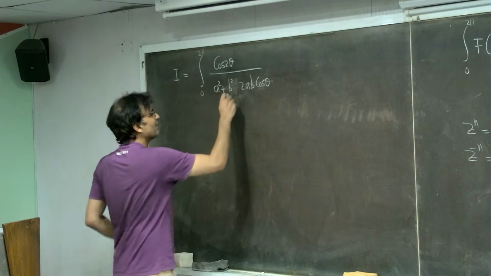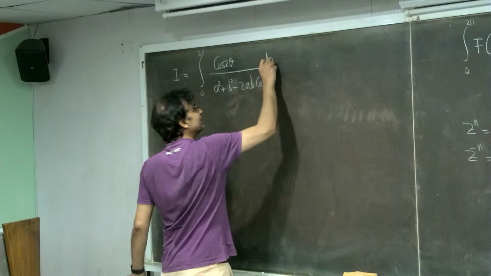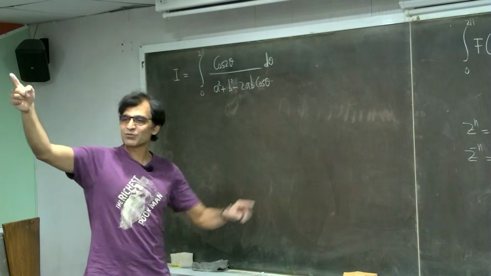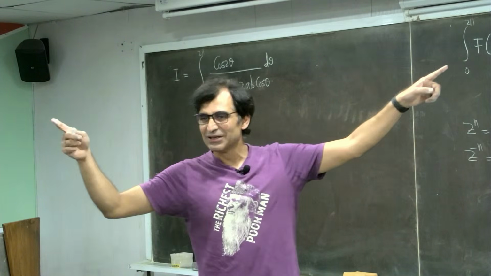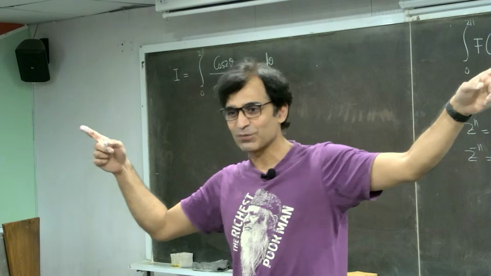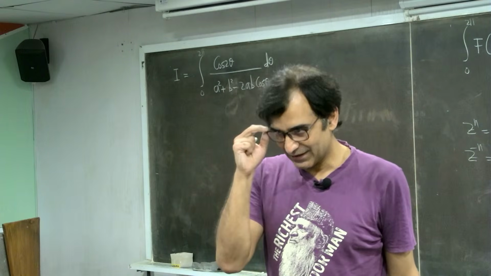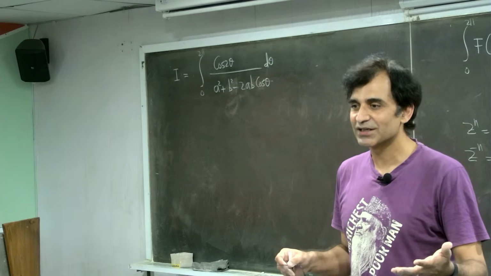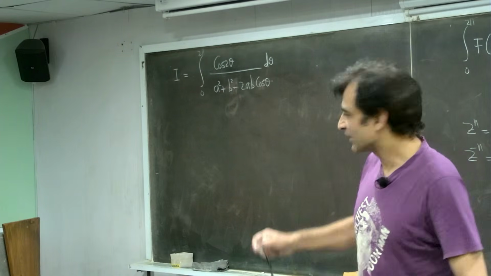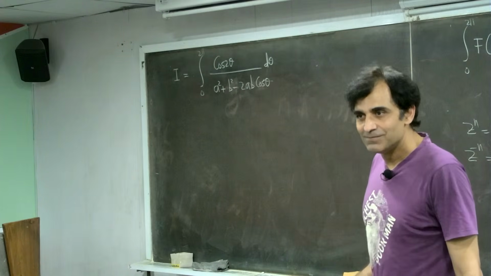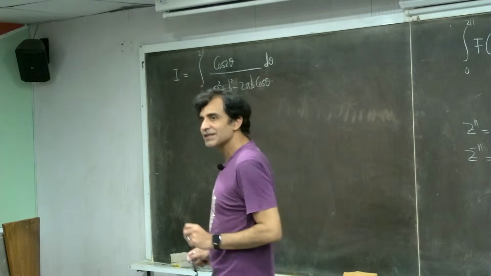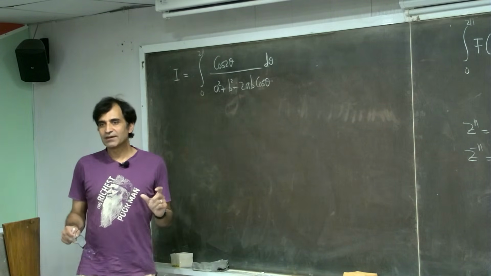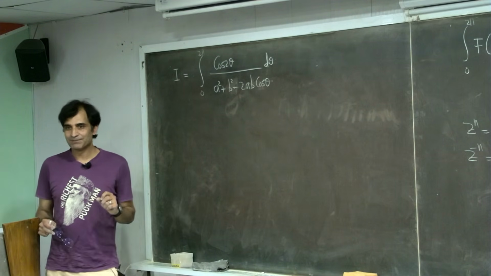Do you remember where you have seen these kinds of integrals? Whenever you have a source at one point, you have to calculate the electric field or potential at the other point. You encounter these kinds of integrals. So how to solve these integrals using the complex variable technique?